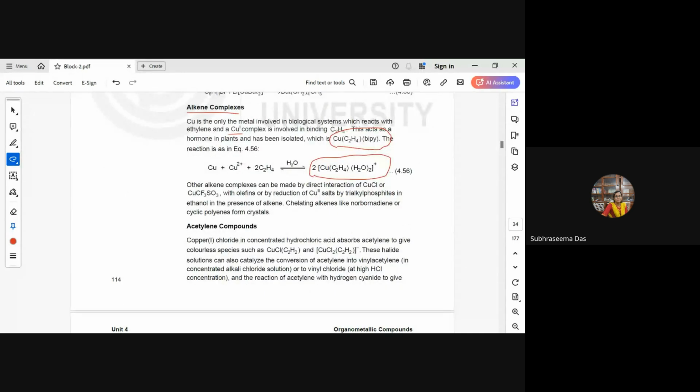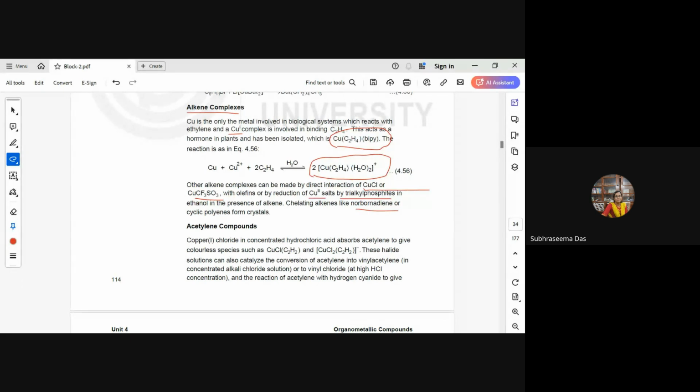So other alkene complexes have been made by direct interaction of CuCl with olefins, or by the reduction of copper(II) sulfate salts by trialkyl phosphides. So even copper is known to form organocopper complexes by the use of chelating alkenes like norbornadiene or cyclic polyenes.